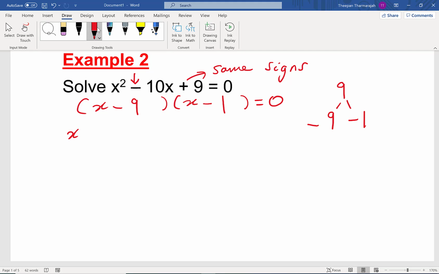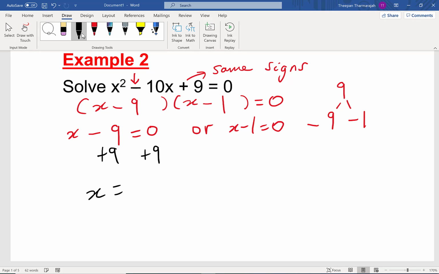Now what we can say is x minus 9 equals 0, or x minus 1 equals 0. And now we're going to do the opposite. The opposite of minus 9 is plus 9. So we get x equals 9 as my first solution, or x equals positive 1.